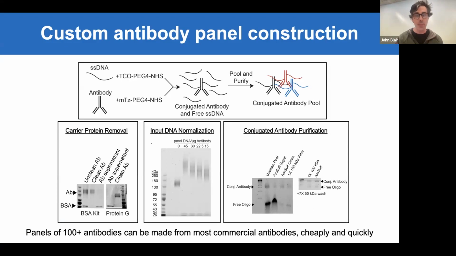So this means that whatever antibodies you have lying around in your lab freezer that you might be using for immunofluorescence or flow cytometry, you can most likely use them for a Phospho-seq assay as well, and you can just conjugate them on your own benchtop.